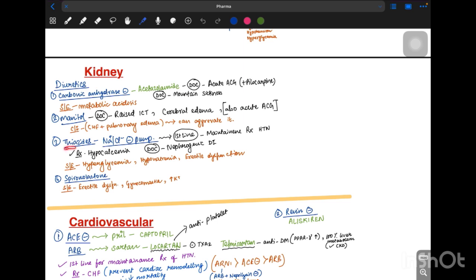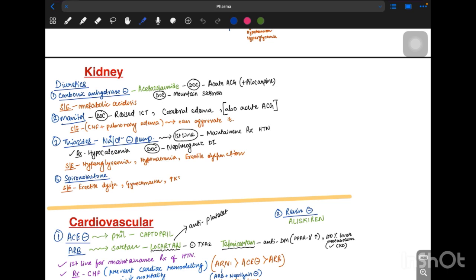Now, the third one is thiazides. What is the mechanism of action? Thiazides block the sodium chloride pump. What is the use of this? It is the first line treatment for maintenance treatment of hypertension, and also it is used in the treatment of hypocalcemia. It is the drug of choice for nephrogenic diabetes insipidus. Now, what are the side effects? The side effects are hyperglycemia, hyponatremia, and also erectile dysfunction.